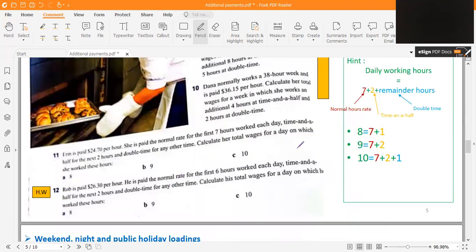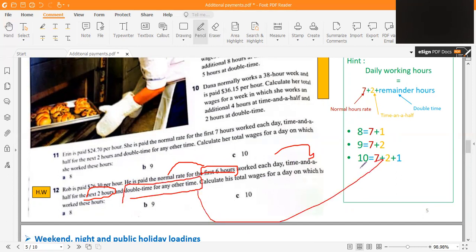In exercise 12, Rob is paid $26.30 per hour. He is paid the normal rate for the first 6 hours of working, then for the next 2 hours he is paid time and a half, and double time for any other time.